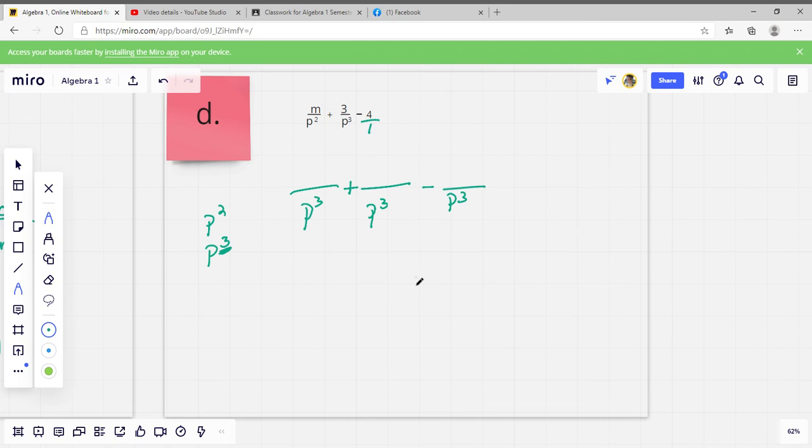Alright, so for this one, I've already got 2 of the p's. I just had to multiply times 1 more p. So multiply the top times 1 more p, and I'll have mp. This one, I already had 3p, so I just multiplied times 1 to go from 3p to 3p. So 1 times 3 is 3. So basically that one just stays the same.